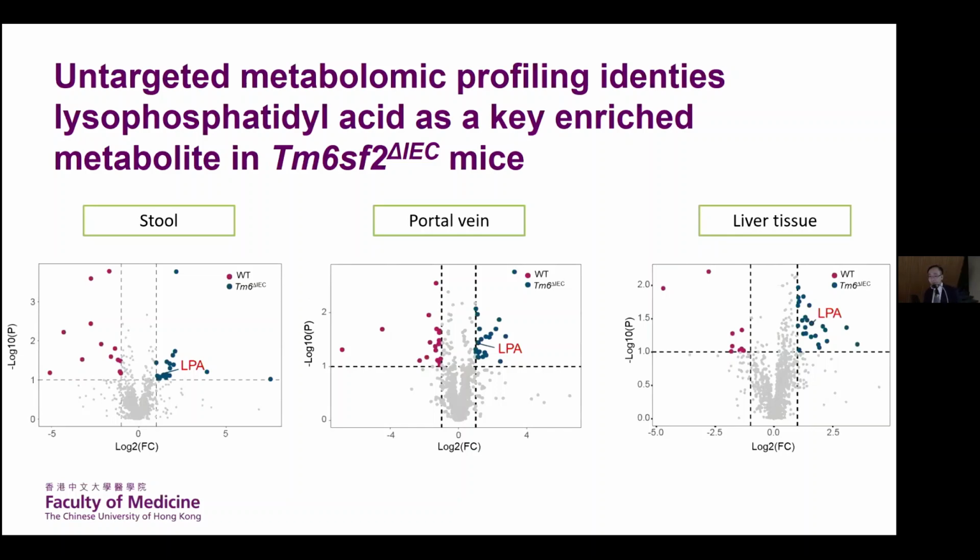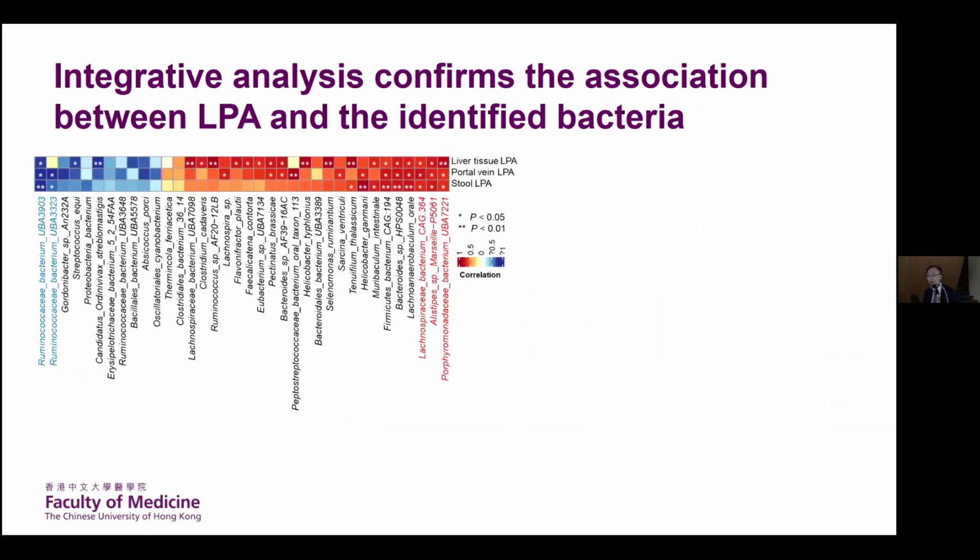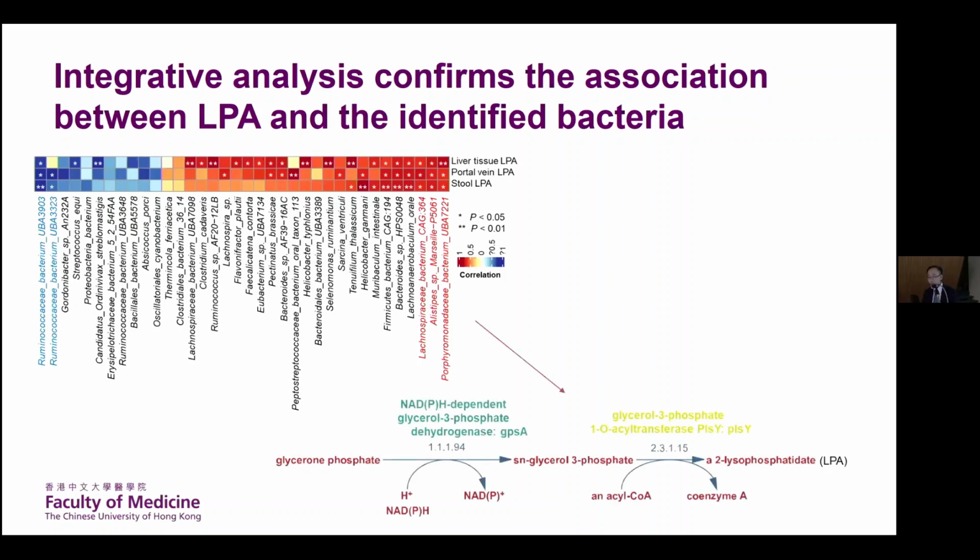Okay, and untargeted metabolomic profiling further identified lysophosphatidic acid, or LPA, as a key enriched metabolite in those animals, both in the stool, but also in the portal vein and also liver tissue, again completing the gut-liver axis. So we believe that this metabolite is produced by the bacteria. And in fact, by integrative analysis, we confirmed the association between the production of LPA and some of the top identified bacteria. In particular, the bacteria shown in red produce the corresponding enzymes responsible for the production of LPA.